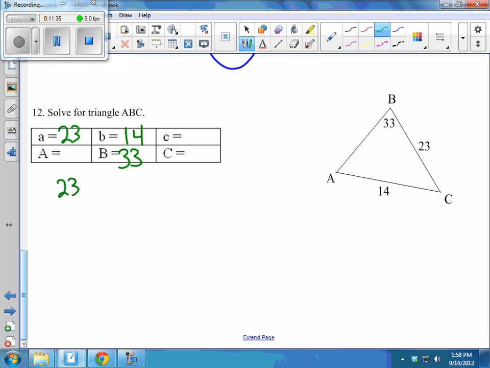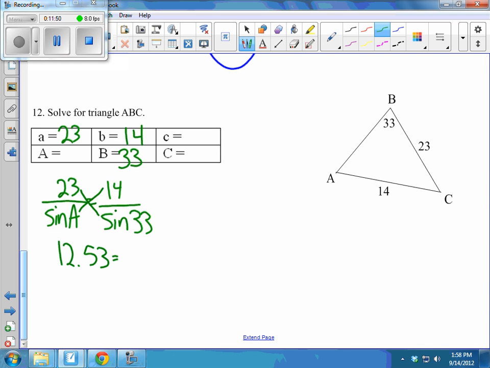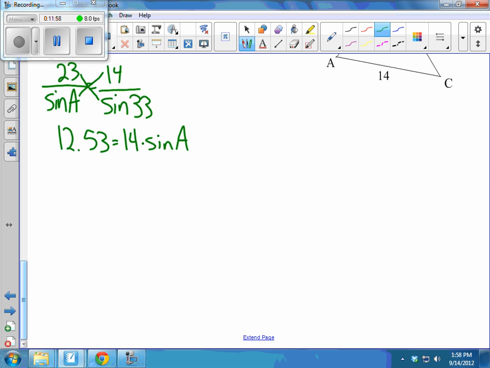So 23 with sine of A, and pairing it up with the cousins, 14 and sine of 33. Do my cross products, 23 times sine of 33 on the calculator first, and I get about 12.53. And that's the same as 14 times sine of A. And now to get A by itself, I have to move the sine and the 14. I'm going to move the 14 first by dividing. So when I divide, I get about 0.895. So let's just make it 0.90.